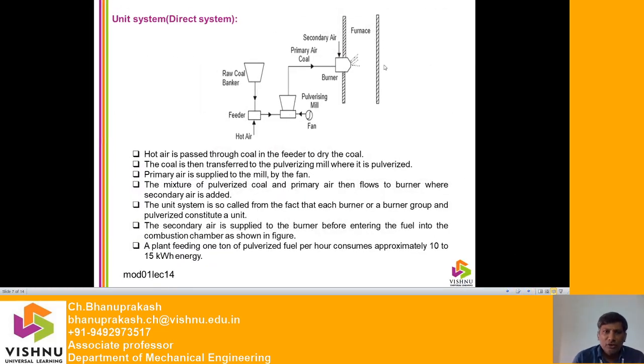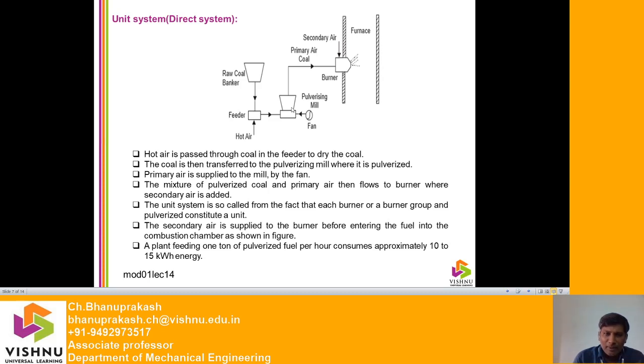So now we will discuss the unit system or direct system. See here, this is the raw coal bunker where we place the coal. Hot air is passed to the coal in the feeder to dry the coal. Then the coal is transferred to the pulverizer mill, where it is pulverized into fine powder form. There is a primary air supplied to the mill by the fan. This is a fan, and we are supplying the primary air.